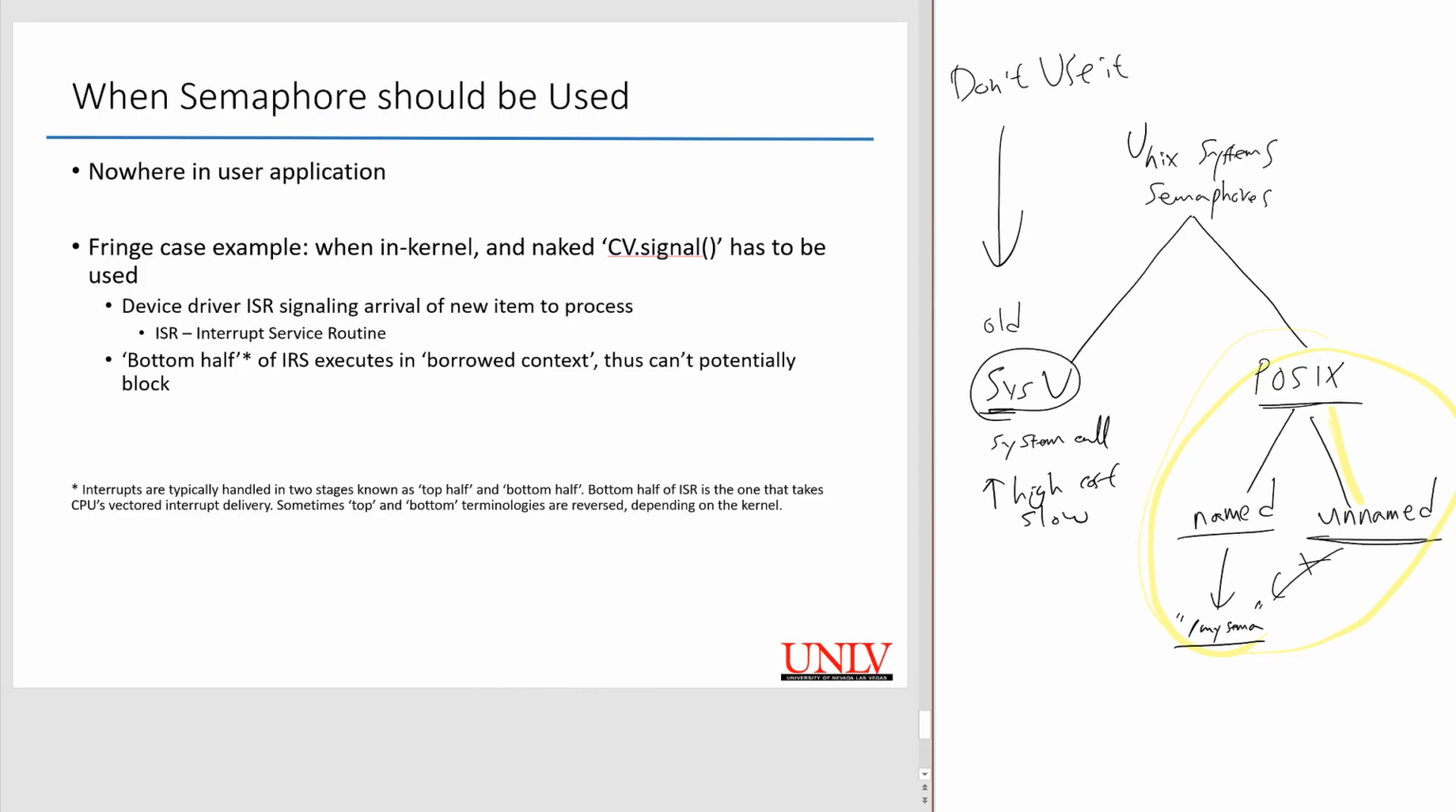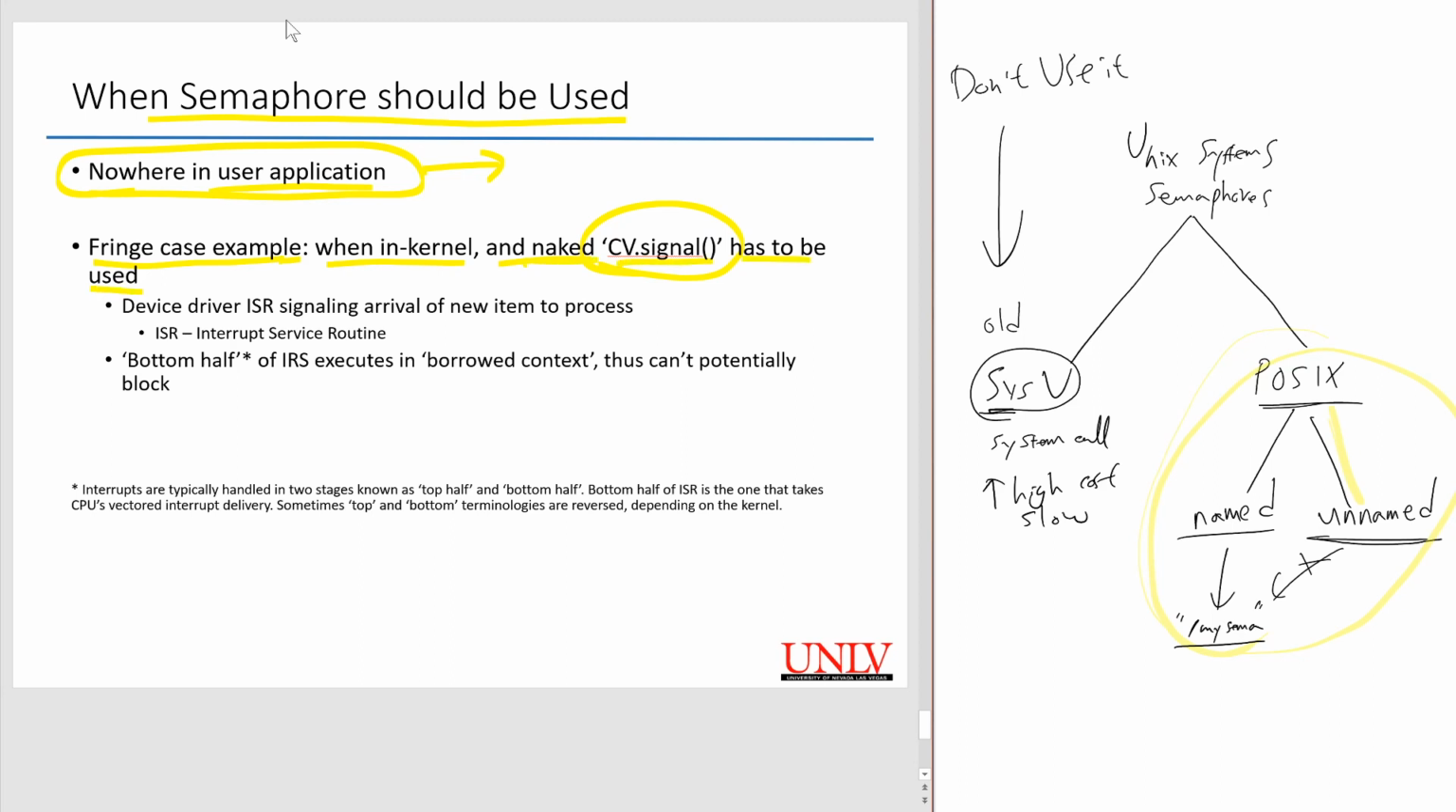Right. Then you may ask, is there a case where semaphore has to be used? Okay. The answer is I cannot honestly think of any case in usual applications. But there are some fringe cases where semaphore or sort of semaphore-like approach, I should say, is more appropriate, and you can find it in kernel. And sometimes you have to do some kind of naked signaling.